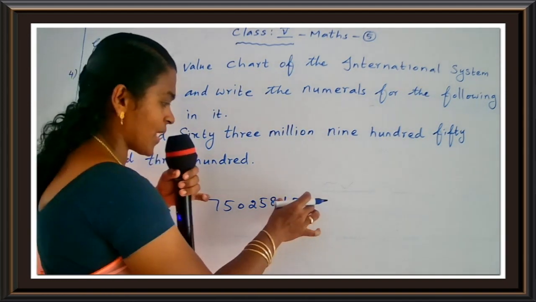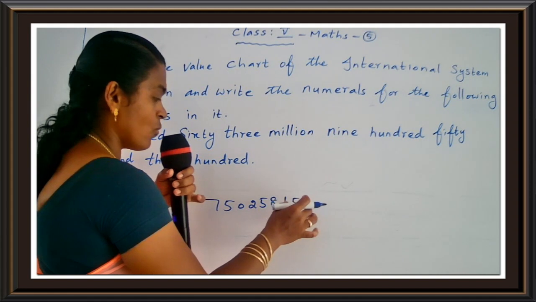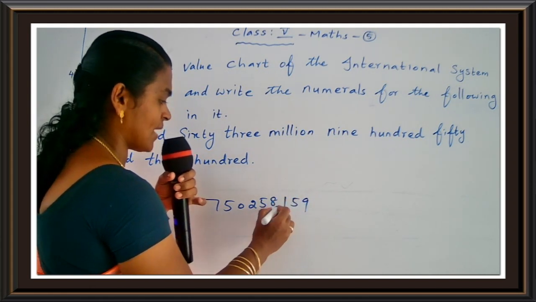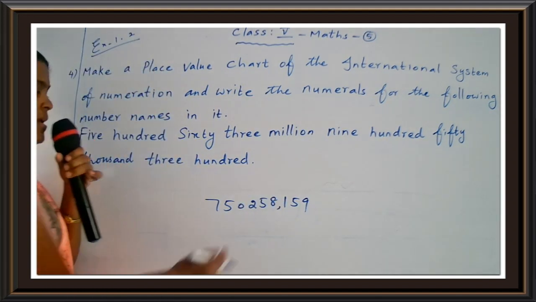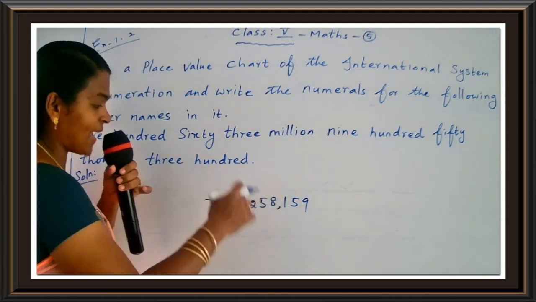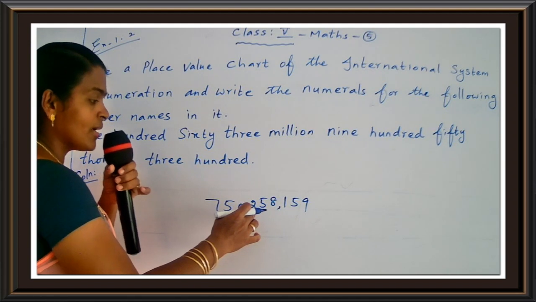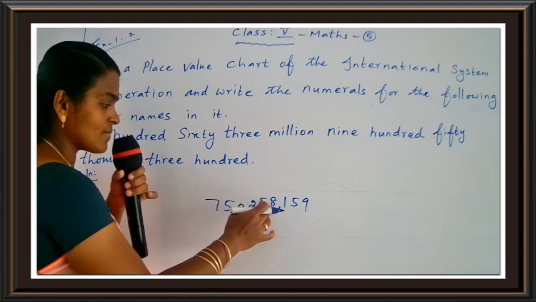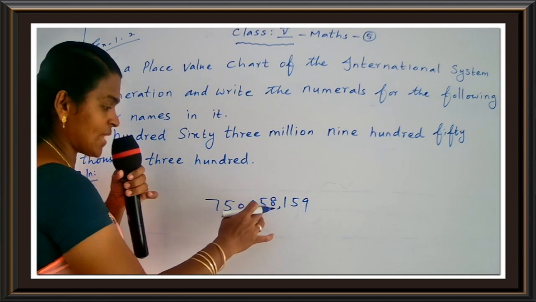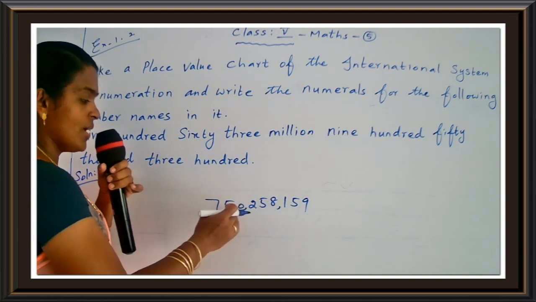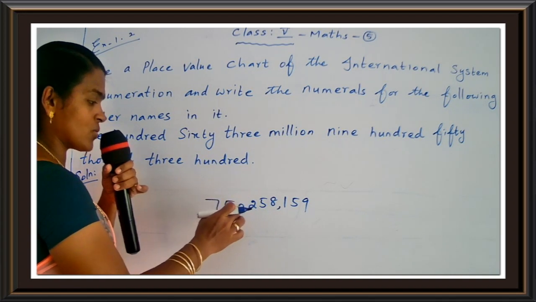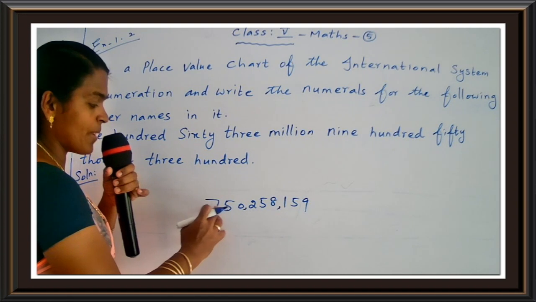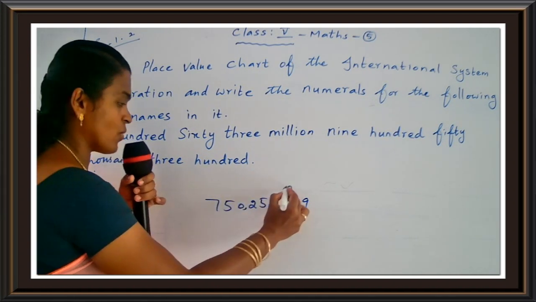First period, ones period. Ones period consists of three places: ones, tens, hundreds. After that you put one comma. Next is thousands period. Thousands period again consists of three places in the international system of numeration: thousands, ten thousands, hundred thousands. After that you put another comma. Next is million period. Million period consists of million, ten million, hundred million. So this is ones period, this is thousand period, this is million period.